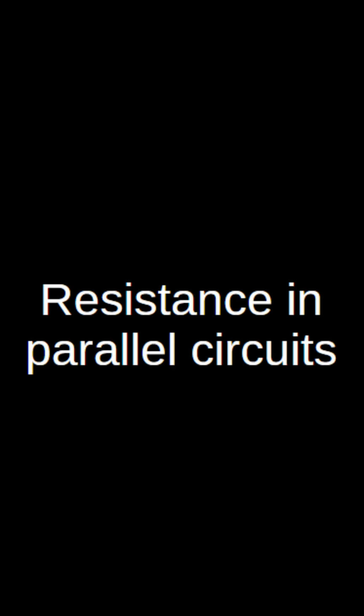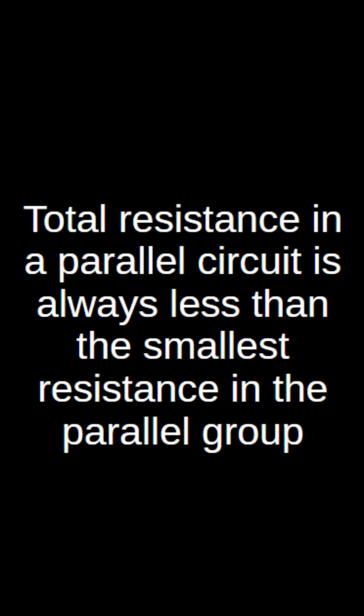Parallel circuit resistance. When resistors are connected in parallel, the total resistance of the parallel circuit is always less than the smallest resistance in the parallel group. In other words, if a 6 ohm and a 4 ohm resistor are connected in parallel, the total resistance will be less than 4 ohms. This principle is extremely important and should be memorized. There are several methods to determine the total resistance of a parallel circuit.